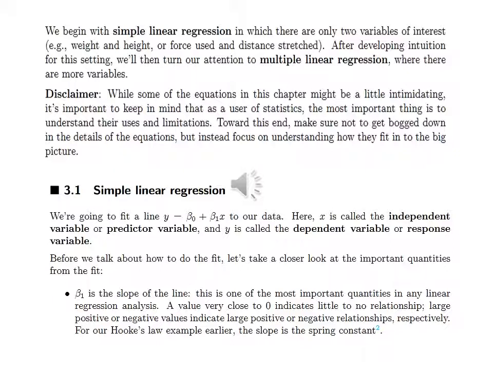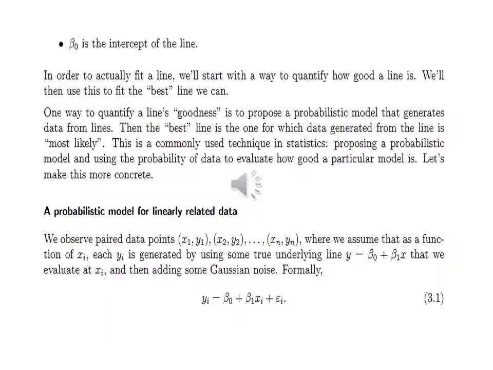A value very close to 0 indicates little to no relation. If beta 1 is very close to 0, there is no relationship. Large positive or negative values indicate a large positive or negative relationship, respectively. For our Hooke's law example earlier, the slope is the spring constant. Beta 0 is the intercept of the line.